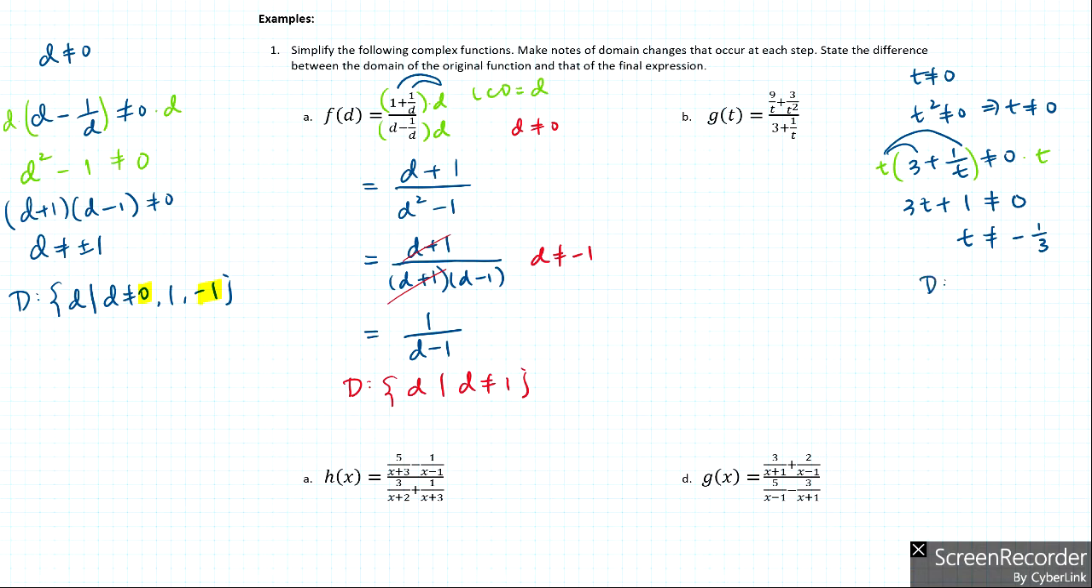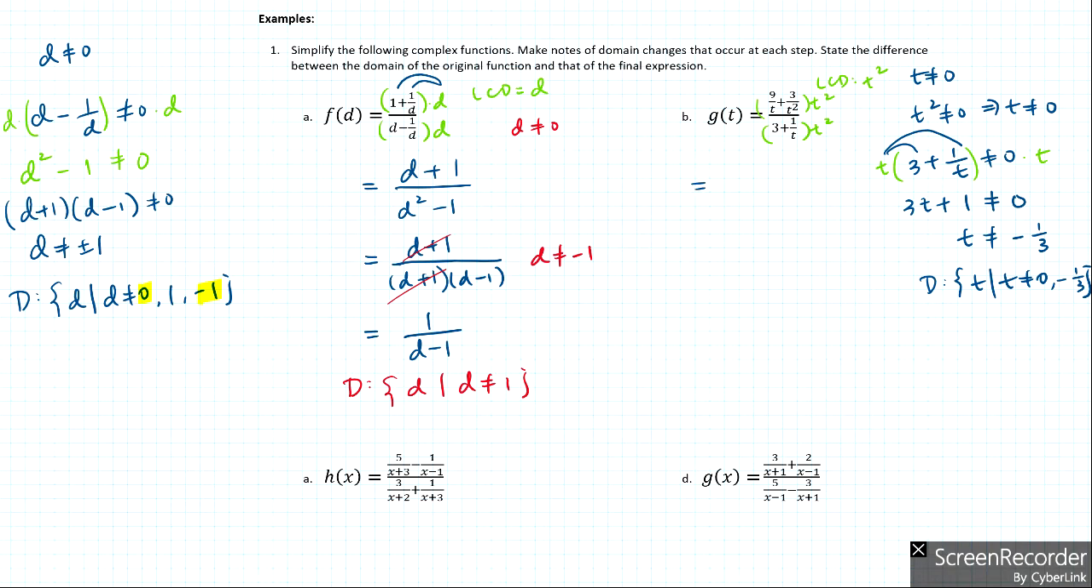So altogether, we see the domain restriction is t such that t doesn't equal 0 and t doesn't equal -1/3. So with these, we can go in and work with the operation. The least common denominator in this case, if we look at all the denominators we have, t, t squared, and t, would be t squared. And that means we can multiply everything by t squared. Every single term.